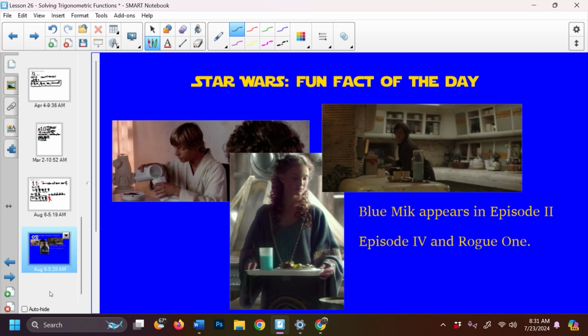Star Wars fun fact of the day. Blue milk appears in episode 2, Natalie Portman here, episode 4, Mark Hamill, and Rogue One. I don't know this actor's name.